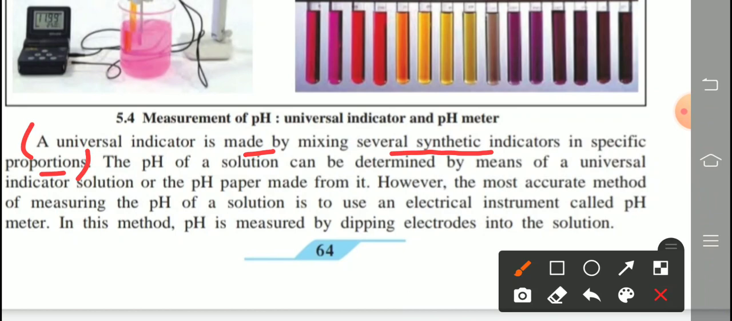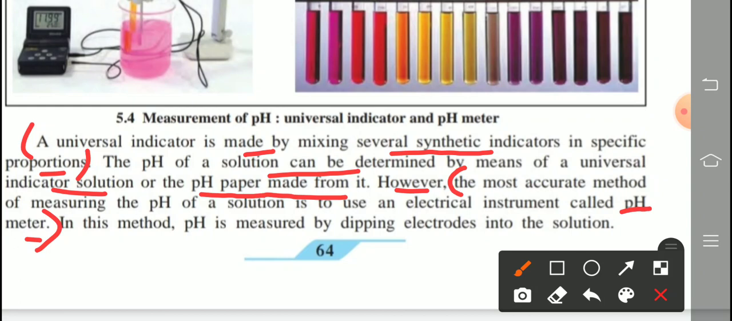Next, the pH of a solution can be determined by means of universal indicator solution or by using the pH paper made from it. So we are using solution or pH paper. However, the most accurate method of measuring the pH of a solution is to use an electrical instrument called what? Underline pH meter. So mark the answer.